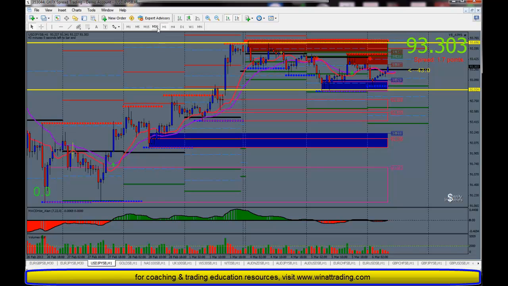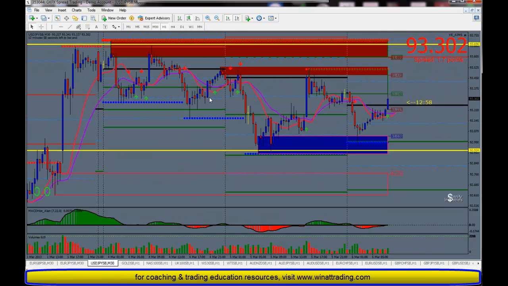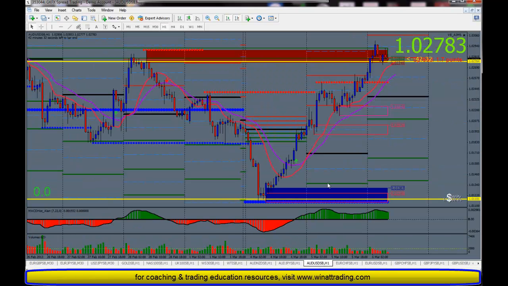US dollar JPY. On the 30 minutes, I wouldn't enter any long trades here before 93.698 or below 92.917. You just want to enter with a bit of space, and there's just too much mess in this chart when we could be trading other things. So let's go to the Aussie US dollar.